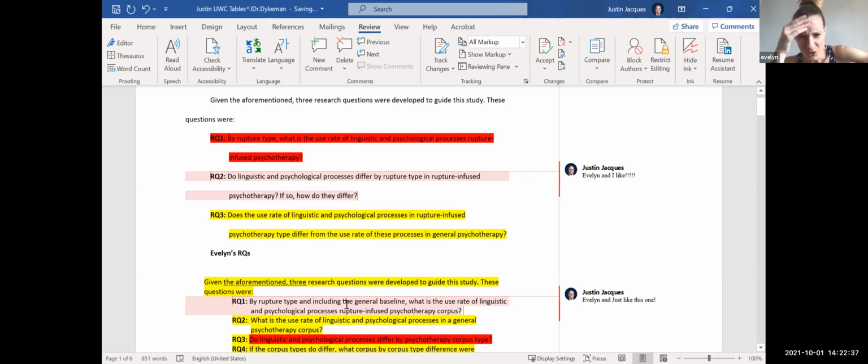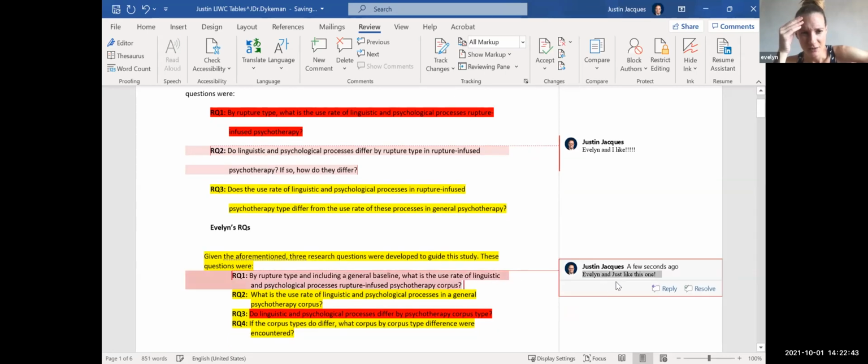What is the use rate of linguistic and psychological processes in rupture infused and general psychotherapy? So like that first clause is kind of awkward to me. So I think I want to start with: what is the use rate of linguistic and psychological processes of rupture infused psychotherapy and general psychotherapy? That's like the best I can come up with right now. You could probably play around with that some more, but it seems like the key.